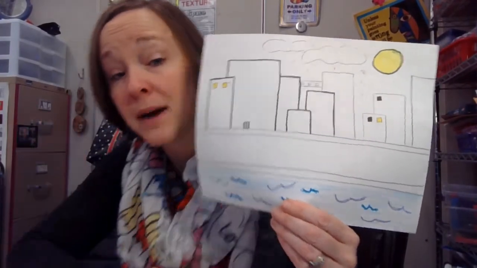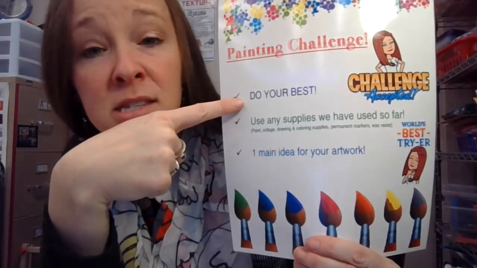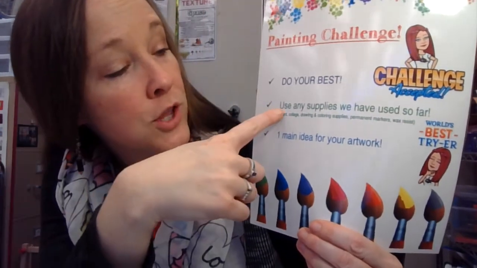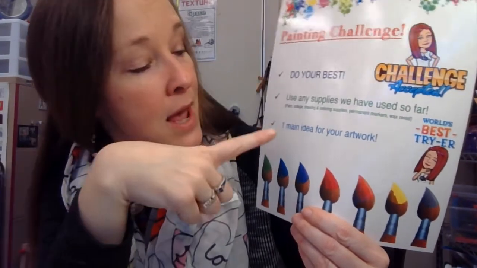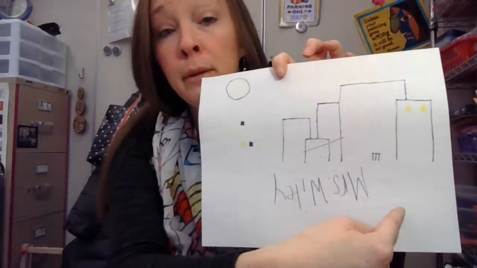But the three things you must remember: you need to do your best. We're going to work on this for a few classes. You definitely shouldn't finish today. We can use any supplies we have learned about so far. So you could collage on top when it's dry. Totally up to you. And you need to have one main idea for your artwork. So I shouldn't have a teddy bear in one corner and 15 hearts and spaghetti and a bowl of pickles. That doesn't make sense. I need to have one idea for my artwork.